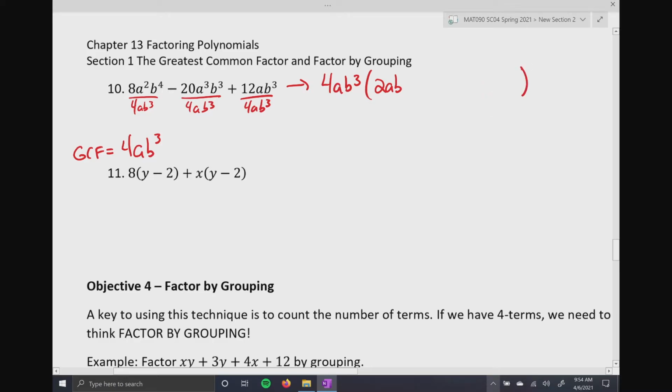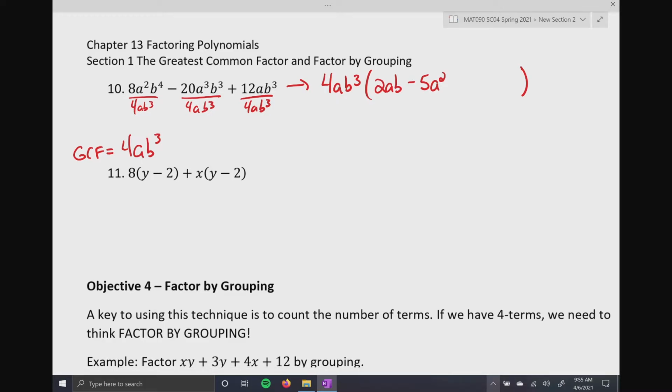Middle term. Negative 20 divided by 4 is negative 5. A to the third divided by A is A to the second. B to the third divided by B to the third is 1, so it just stays the same.